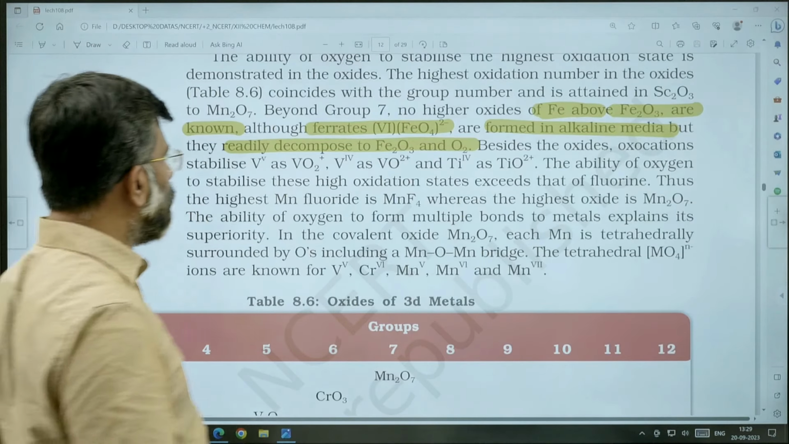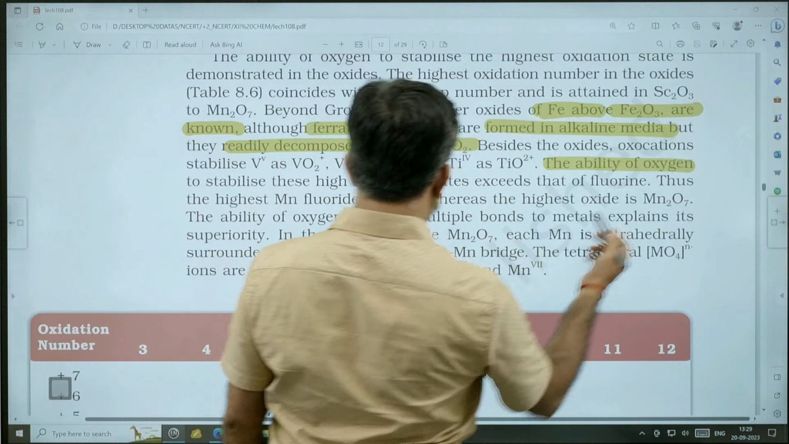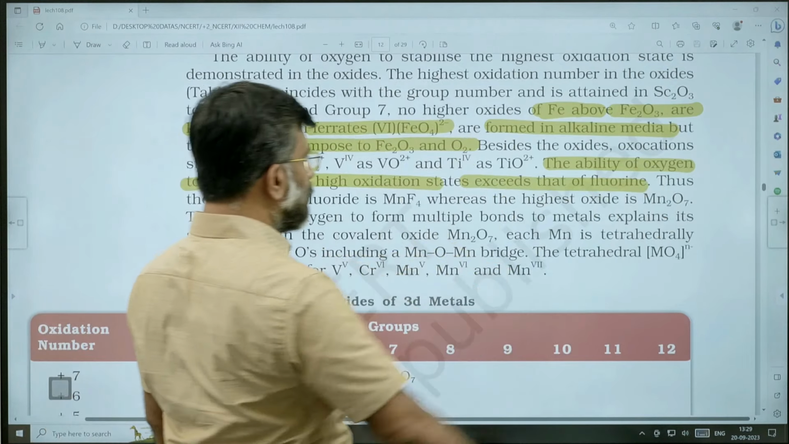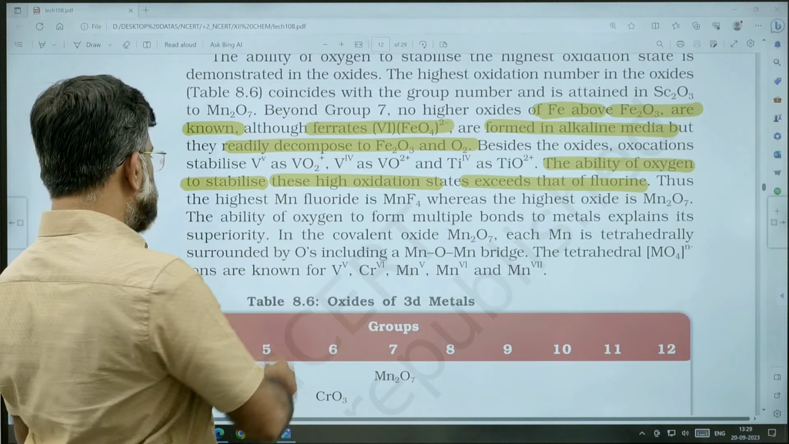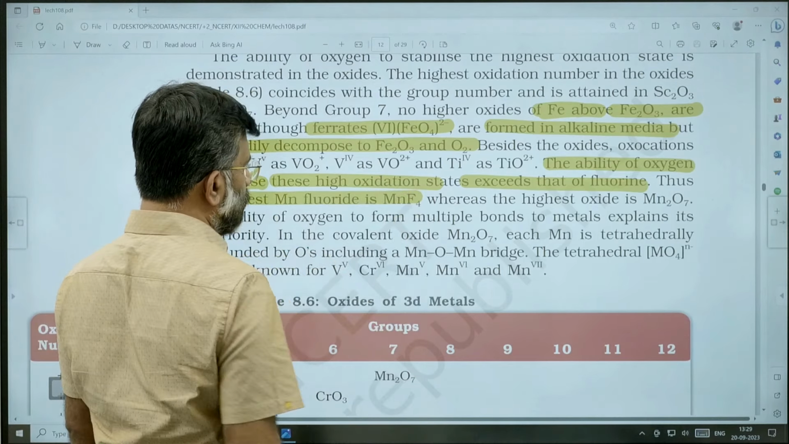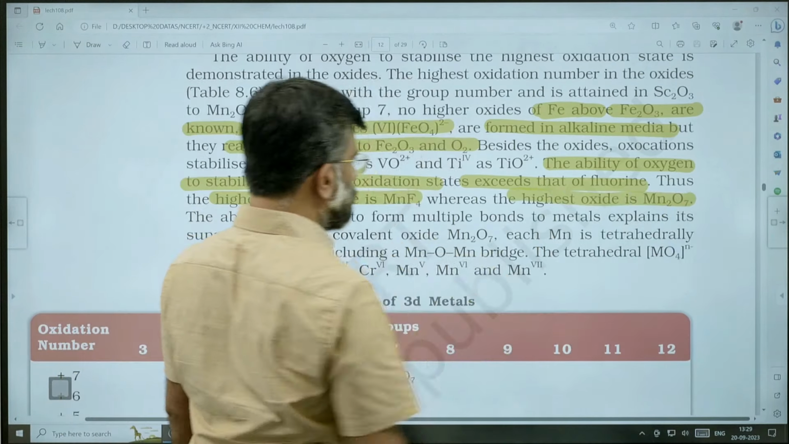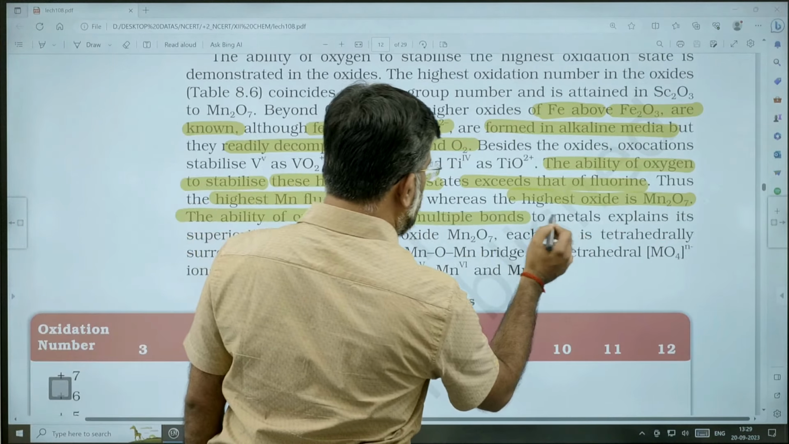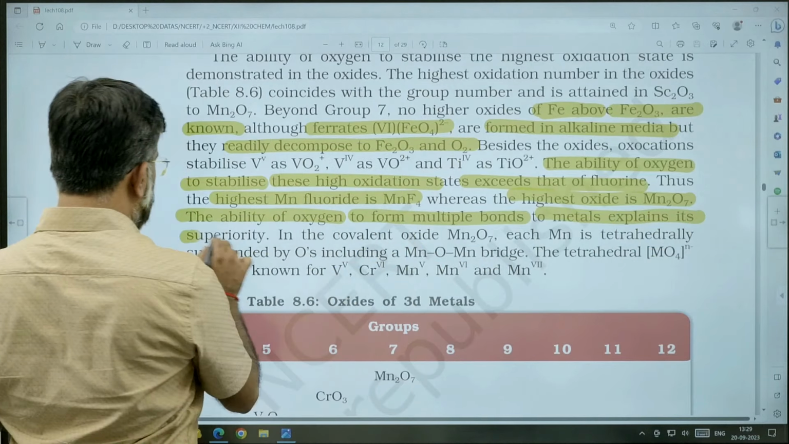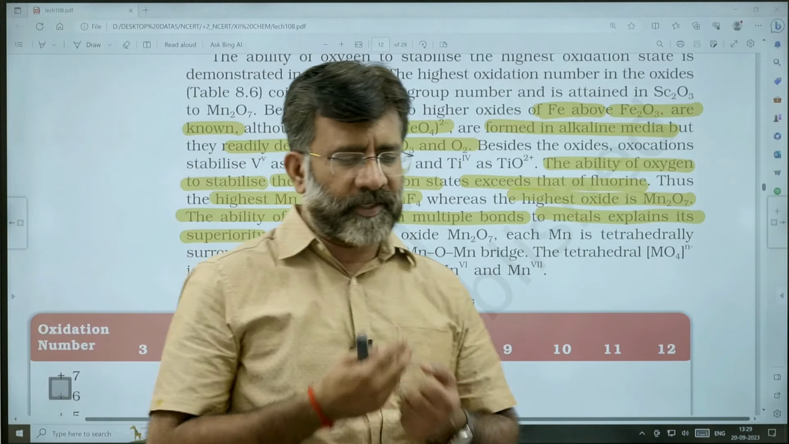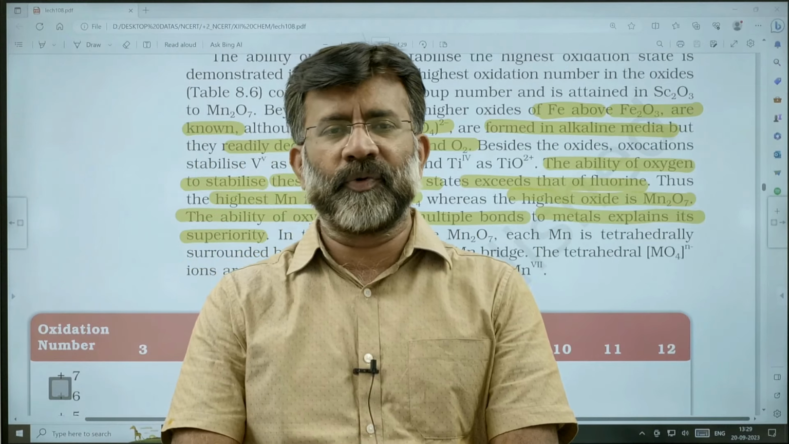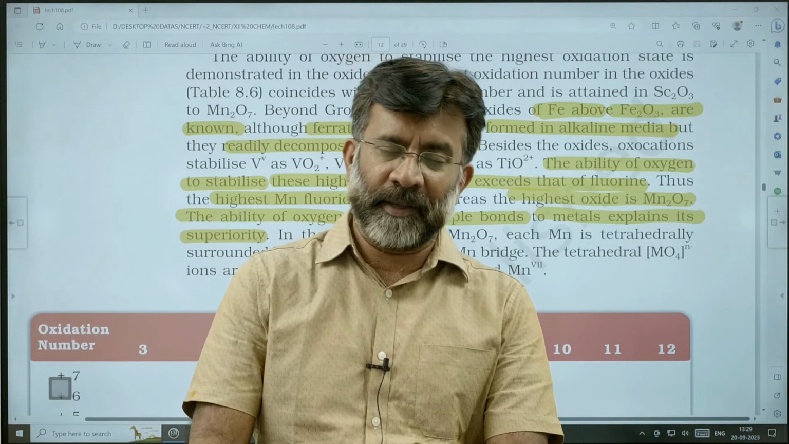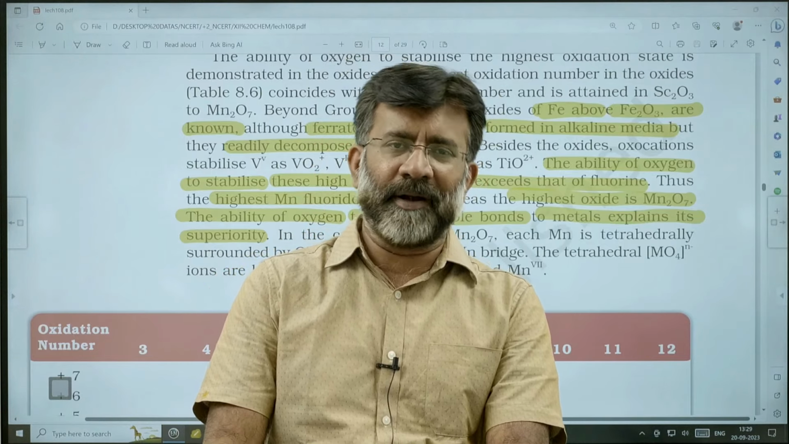This is the point I said. The ability of oxygen to stabilize the high oxidation state exceeds that of fluorine. Thus, the highest manganese fluoride is MnF4, while the highest oxide is Mn2O7. The ability of oxygen to form multiple bonds to metal explains its superiority. So why is oxygen more superior compared to fluorine in bringing about the highest oxidation state? Due to the ability to form stable multiple bonds.